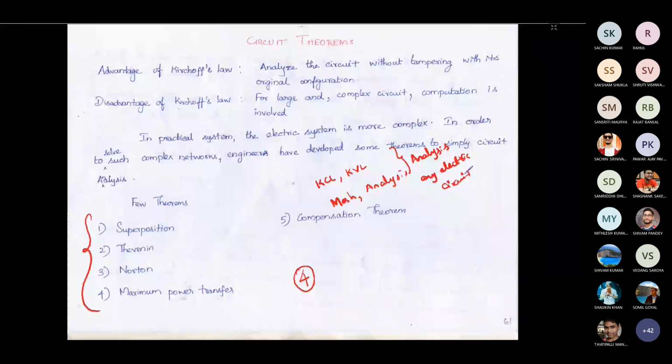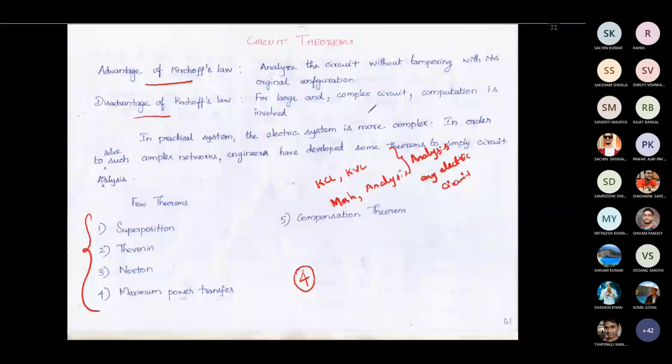What are the advantages in Kirchhoff's law? In Kirchhoff's law, we did not modify any circuit elements. We just find the current and voltage wherever we required, very clearly, right? Then what is the drawback of Kirchhoff's law? If the circuit is large and complex, it is going to be laborious work, where the computation is very complex and it is a time consuming process.